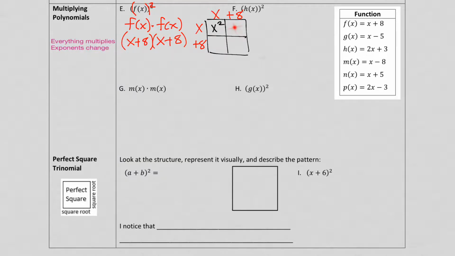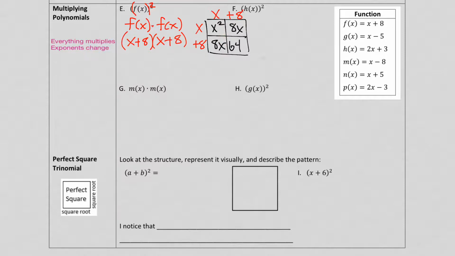To fill in this blank box, the question is, what is 8 times x? And when you multiply a number and letter, just stick them together. So 8 times x is 8x. To find this empty box, it's 8 times x again, so it's another 8x. Then to finish, to fill in this box, the question is, what is 8 times 8? And that's 64.